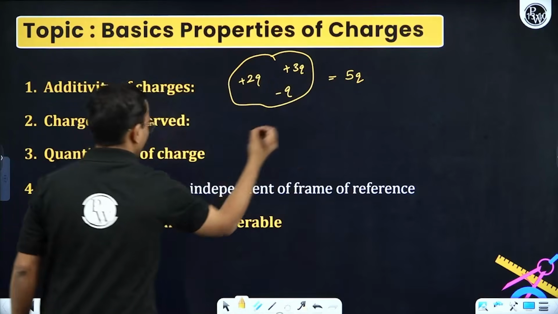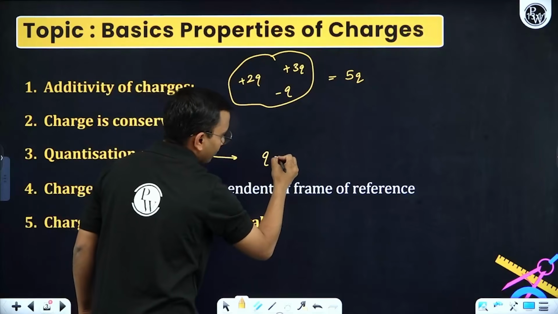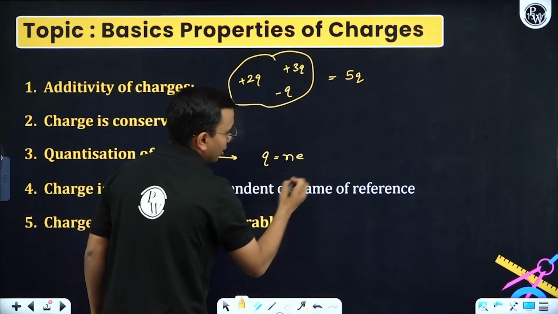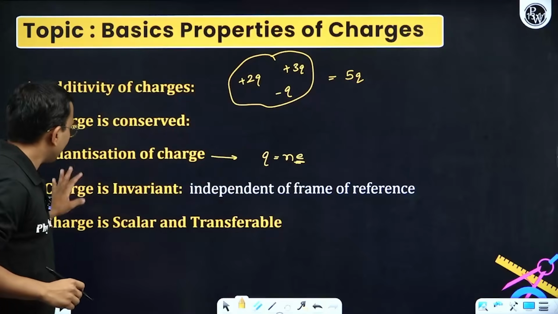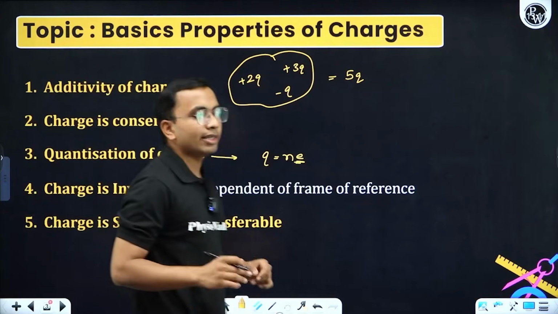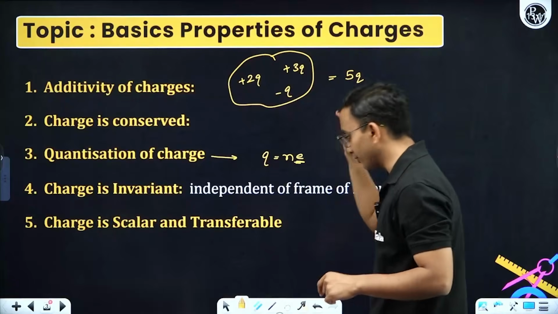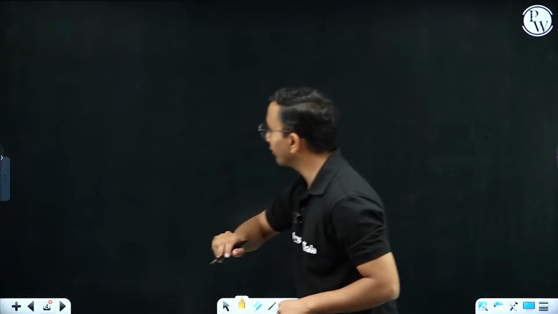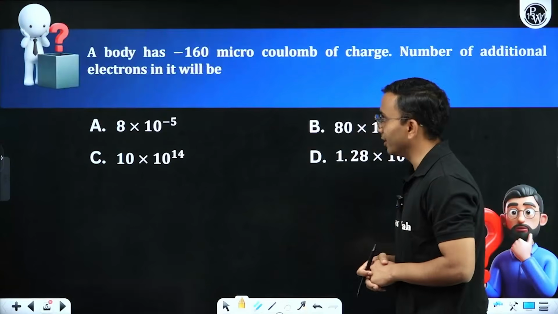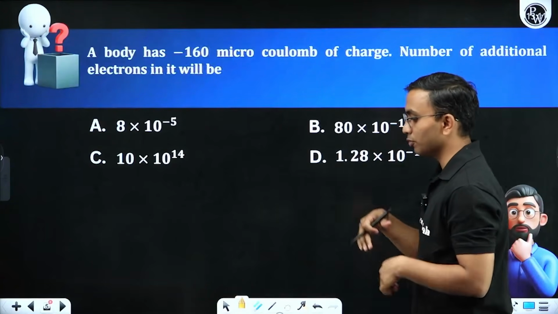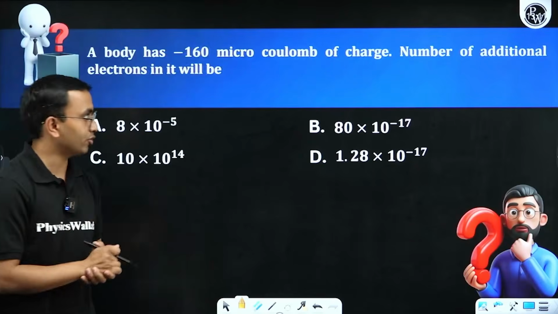Any charge is an integral multiple of 1.6 into 10 to the power minus 19. Next, charge is invariant. It is independent of the frame of reference. Charge is a scalar and transferable. How can we transfer charges? Let us discuss this question first. We'll come to the ways of charging, how charge can be transferred, after this question.